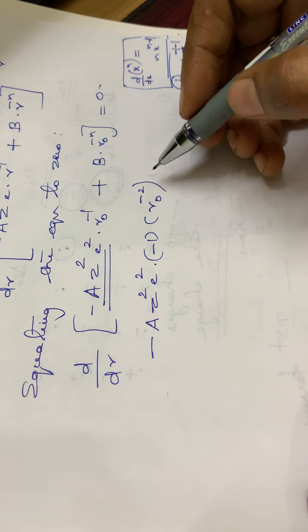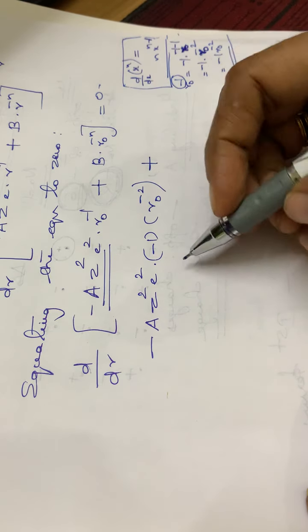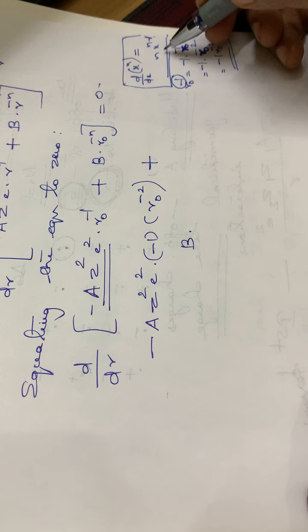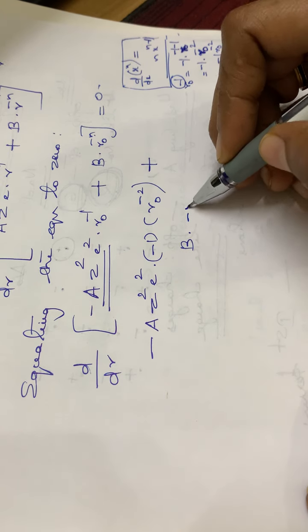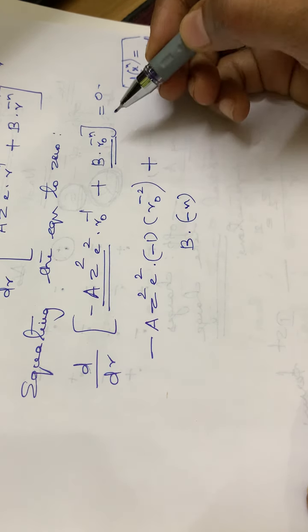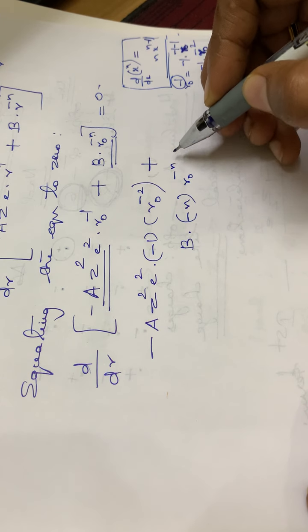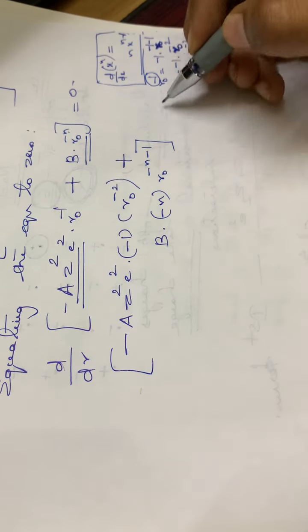So the first term is over. Then for the second term, plus b into r0 raised to minus 1, again apply the same formula, n into x raised to n minus 1. Here it is minus n into r0 raised to minus n minus 1, isn't it? That is equal to 0.